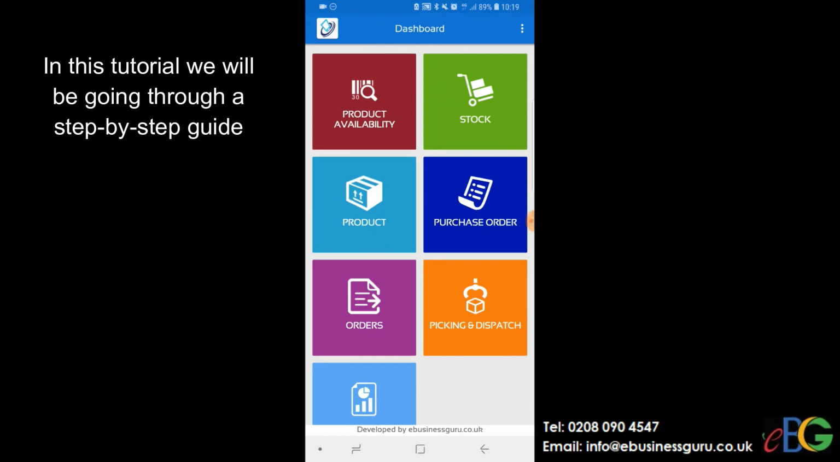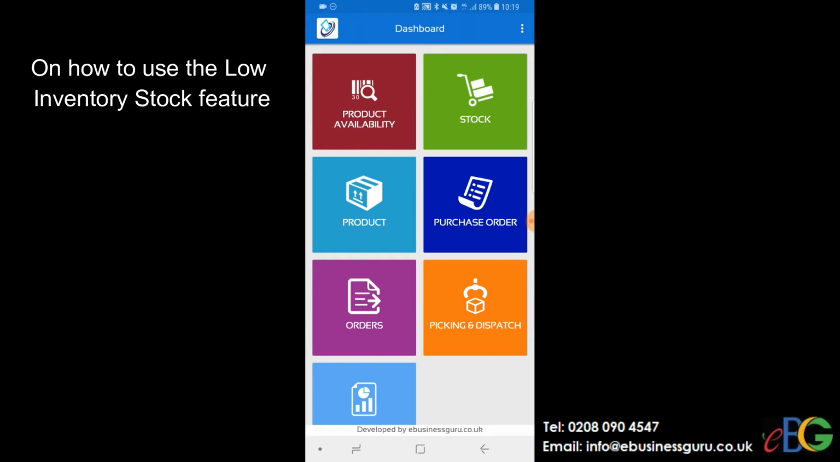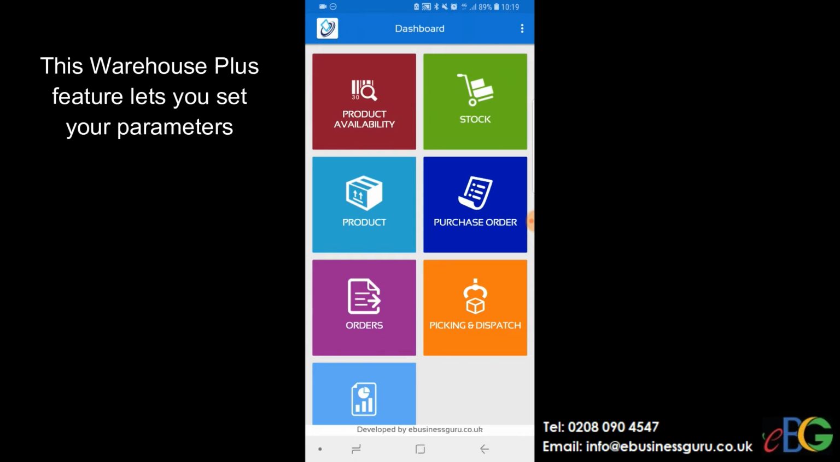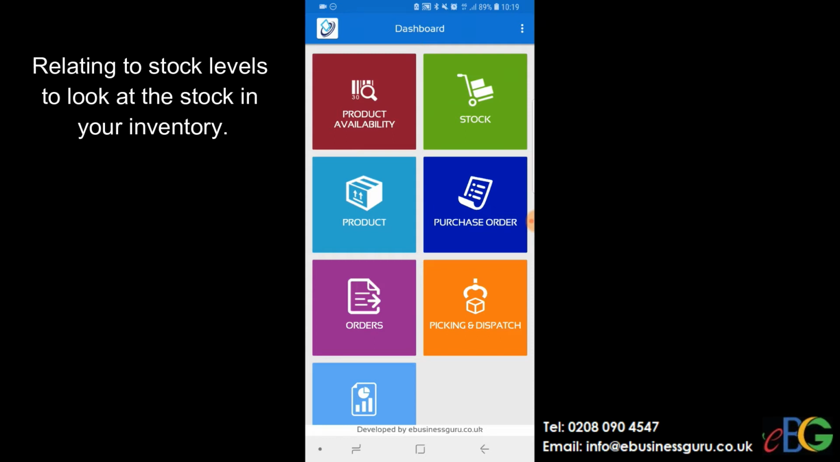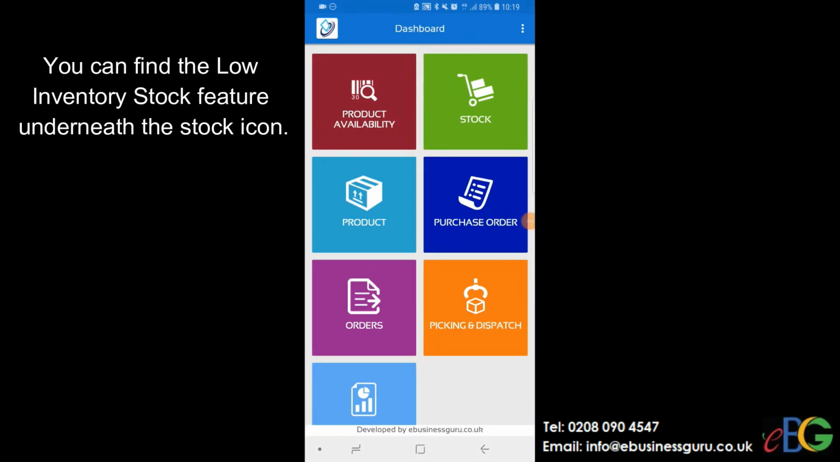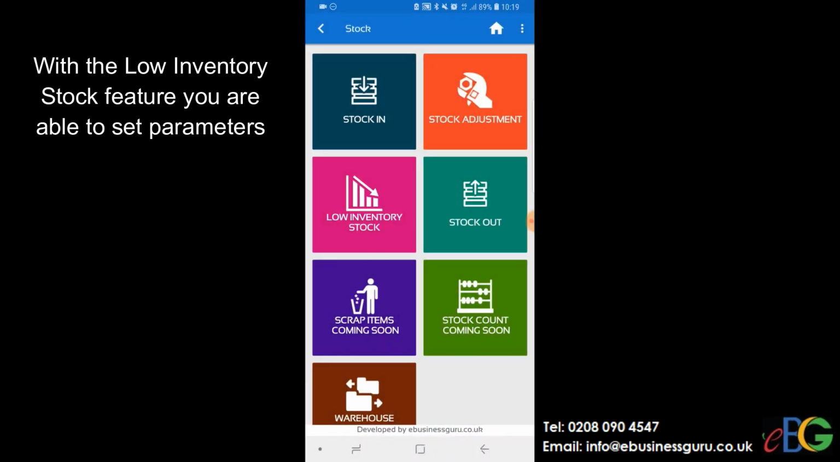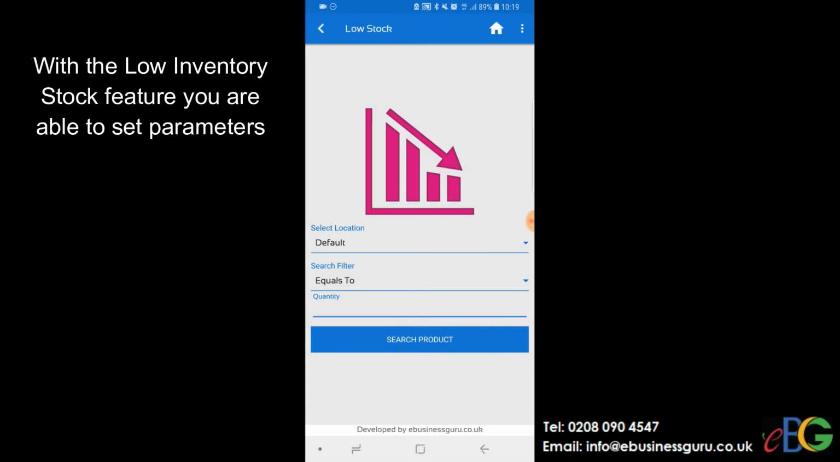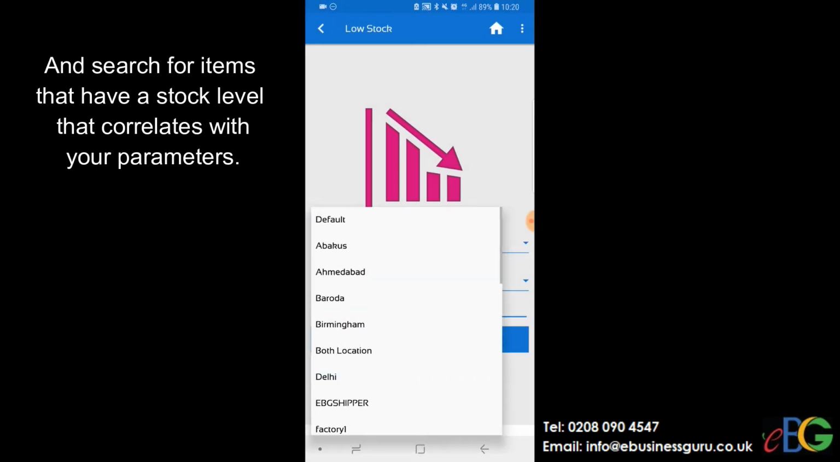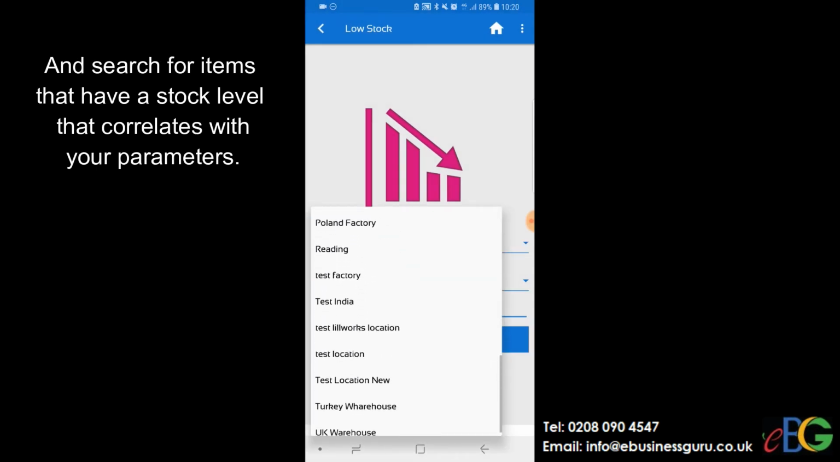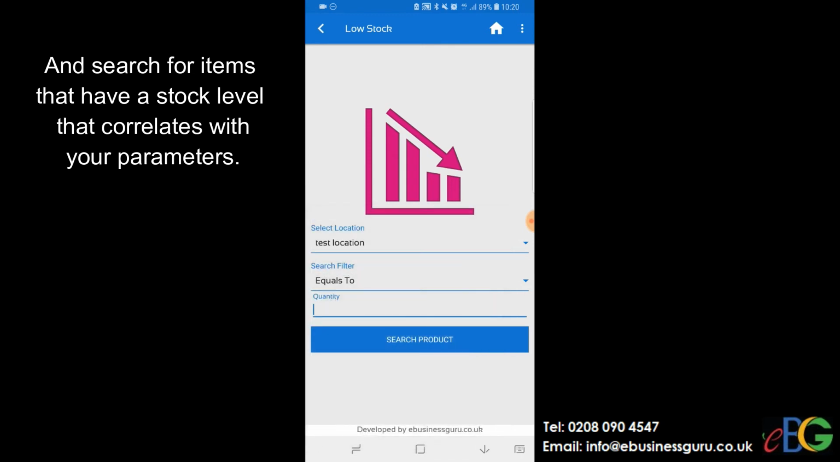In this tutorial, we will be going through a step-by-step guide on how to use the low inventory stock feature. This Warehouse Plus feature lets you set your parameters related to stock levels to look at the stock in your inventory. You can find the low inventory stock feature underneath the stock icon. With the low inventory stock feature, you are able to set parameters and search for items that have a stock level that correlates with your parameters.